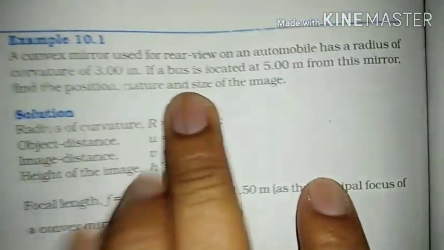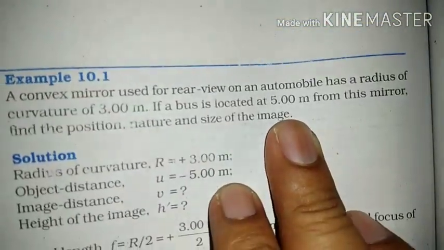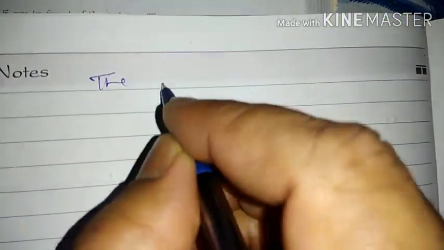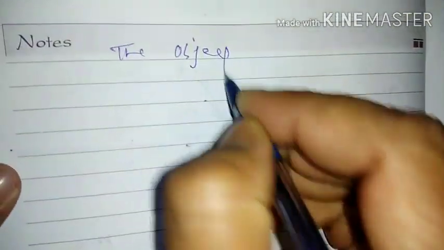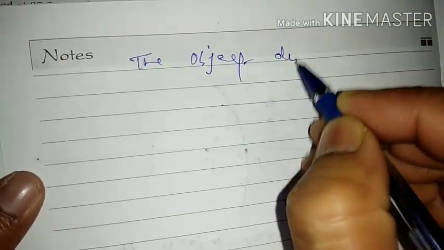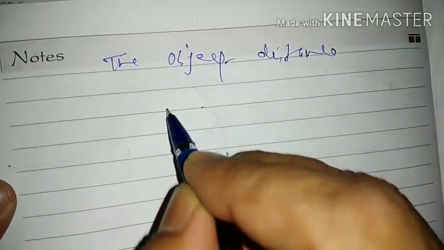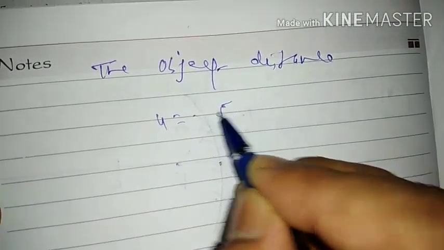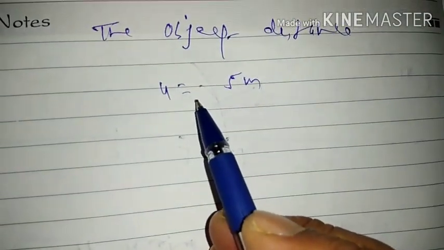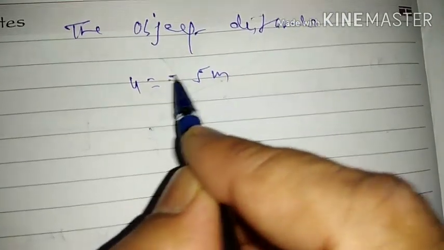Next, if a bus is located at 5 meter, so what is the meaning? The meaning is the object distance. Here the bus is the object for the rear view mirror. So object distance U is equal to 5 meter. But what will be the sign of this data, positive or negative? Always negative.